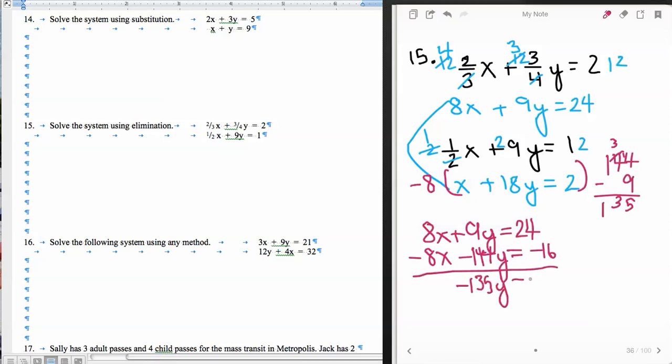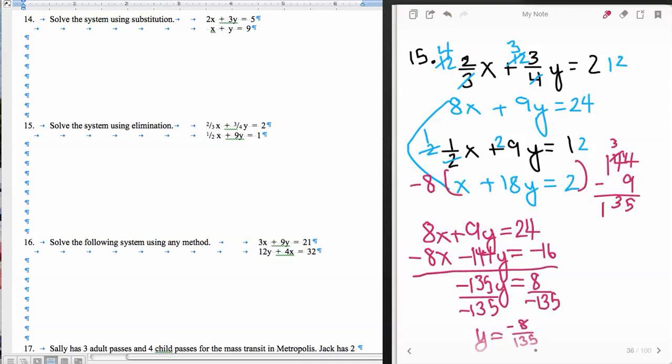And then that equals 24 minus 16, which would be 8. And now I multiply by the reciprocal, which looks like division because it is, on each side here, so that I get the y by itself, and that gives me that y is equal to negative 8/135ths.